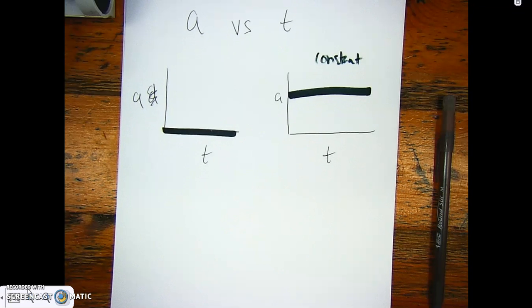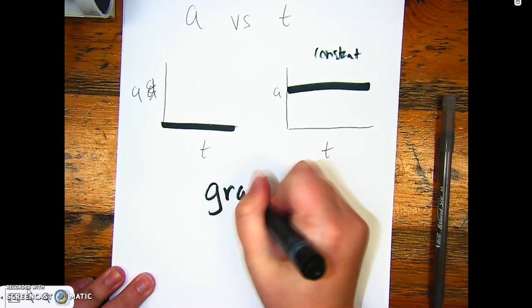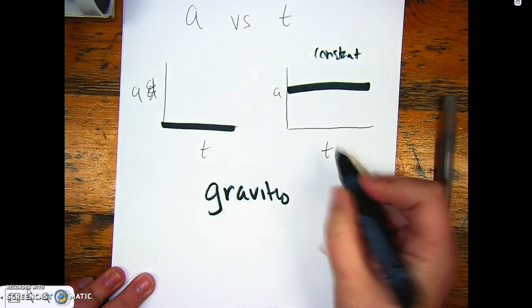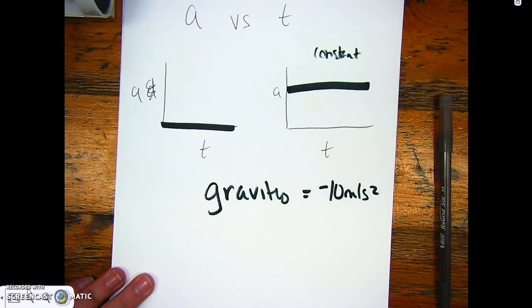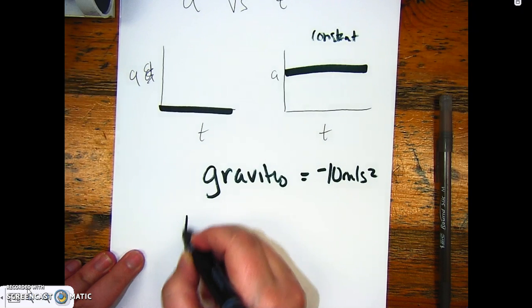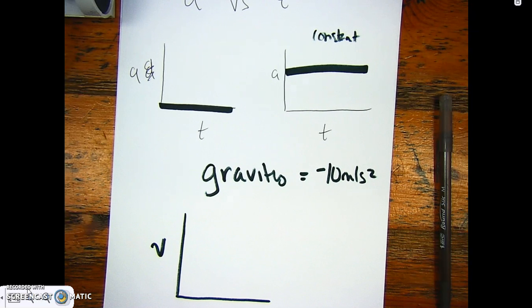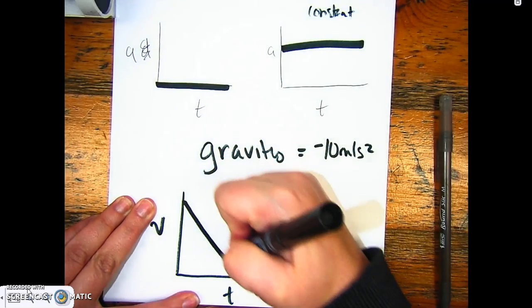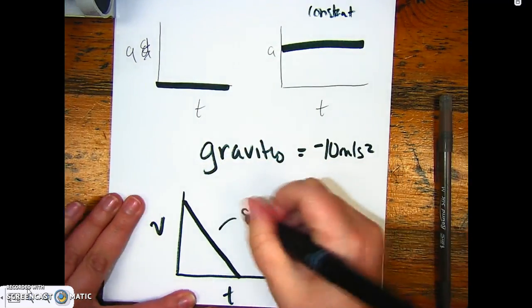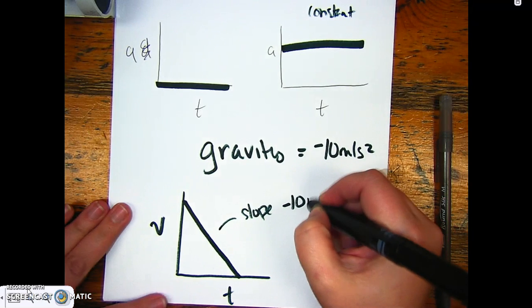I guess since I've got one more minute before I can end this video, let me just look at one more thing too. So we've used the idea of gravity, right? Acceleration due to gravity being negative 10 meters per second squared. So if we were going to plot the velocity versus time graph for an object that is accelerating due to gravity, then we would expect to have a slope like this, where the slope of this line would be equal to negative 10 meters per second squared.